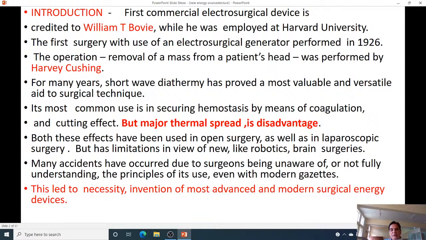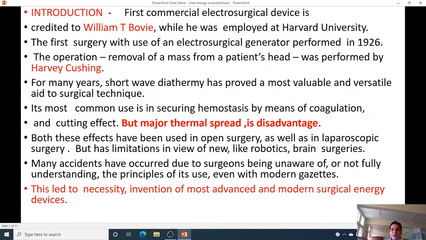But what happened afterwards? This machine has more thermal spread. Thermal spread is a characteristic whenever you touch any object, mainly a biological object, and that is proving to be a disadvantage during surgeries, due to thermal spread more than expected. Though we are using monopolar and bipolar in laparoscopic surgery, there are limitations. In view of new surgeries like directly operating on the brain and robotic surgeries, we need something more than electrocautery. Moreover, many accidents have occurred due to inadequate or improper use of a cautery machine.